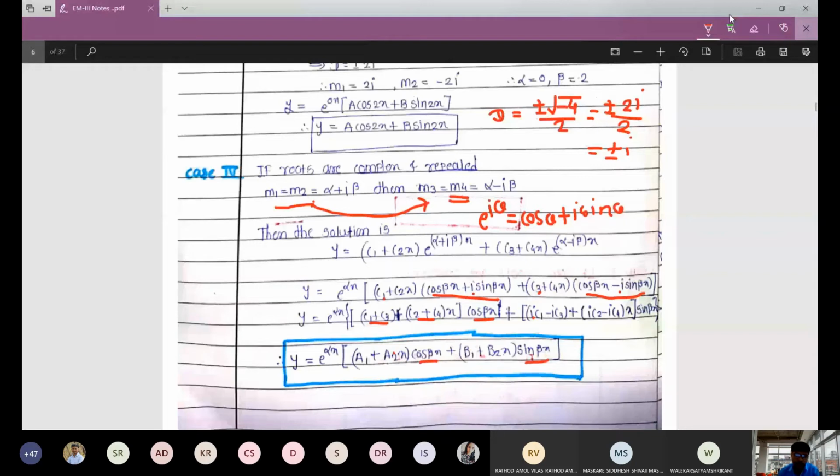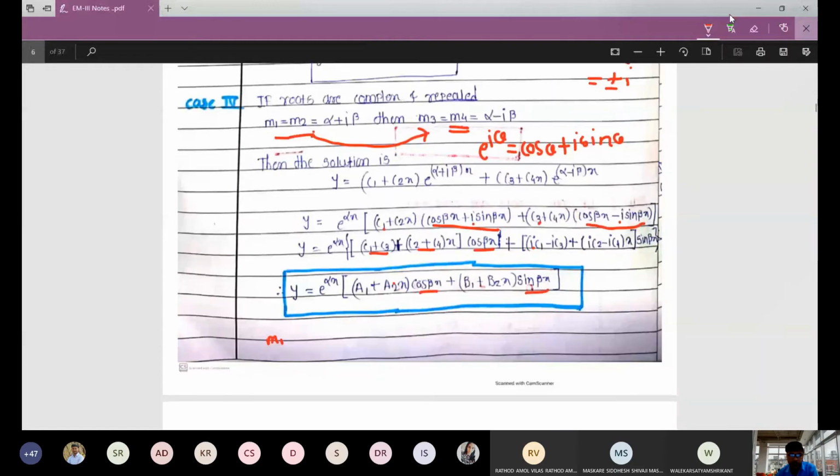So in short, whenever you get complex roots which get repeated, what will be the change? The change is only in the coefficient of cos beta x and sin beta x. If roots get repeated twice, you go up to x: a1 plus a2 x, and b1 plus b2 x. If roots get repeated 3 times, for example m1 equals m2 equals m3 equals alpha plus i beta, then by default you get m4 equals m5 equals m6 equals alpha minus i beta.